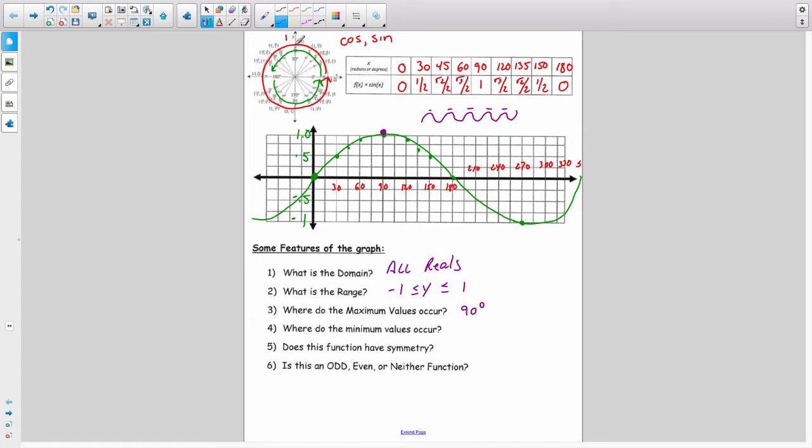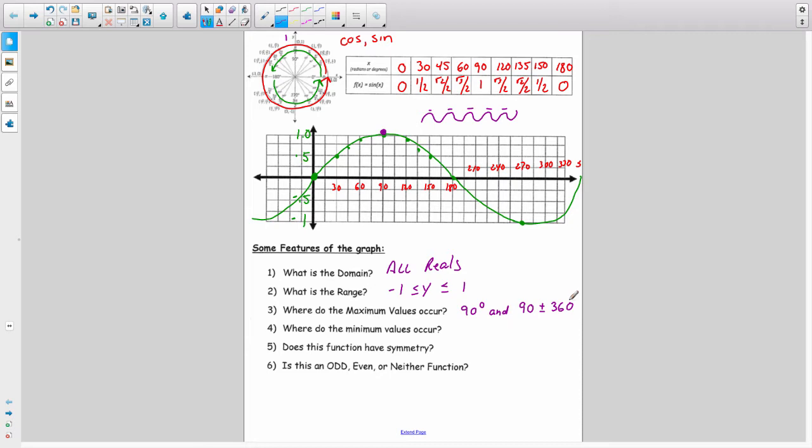Where will it be 1 again? Well, if you go around one more time and add 360, it'll be 1. Or if you subtract 360 from 90, it'll be 1 again. So any angle that's coterminal with 90 degrees will be where this maximum occurs. So we could always write it like this: 90 degrees and 90 plus or minus 360.